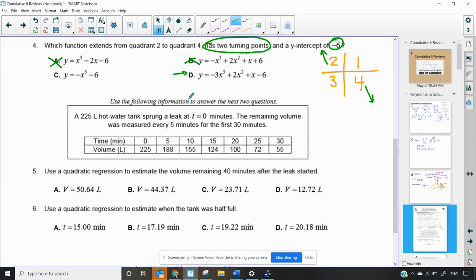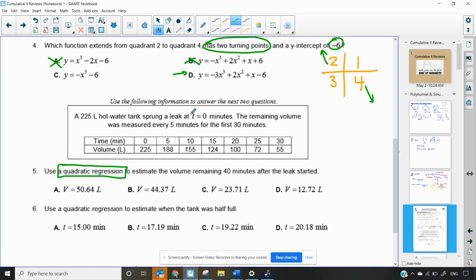Now, when we got into working with tables of values, we had to do different regressions. So we had quadratic regressions and cubic and so on. It's really important that when you're reading these questions, you read what kind of regression it is, so you're choosing the correct equation.